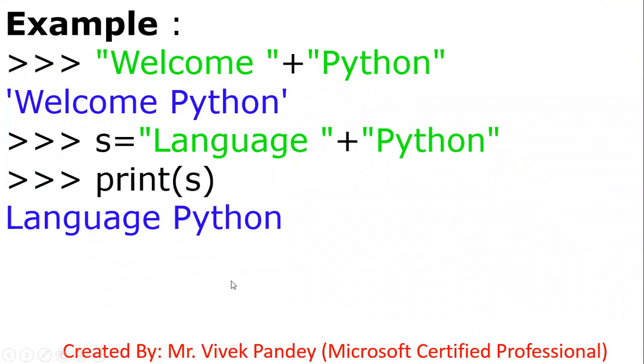See, in the example, we are combining two strings, welcome and Python, by using the concatenation operator plus. In the second example, we are concatenating two strings, language and Python, by using the concatenation operator plus.